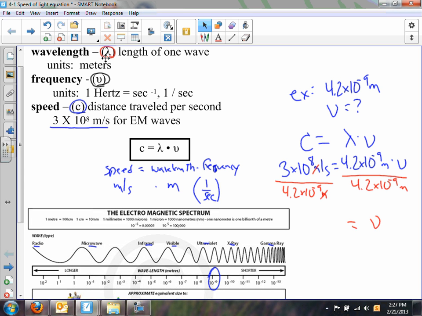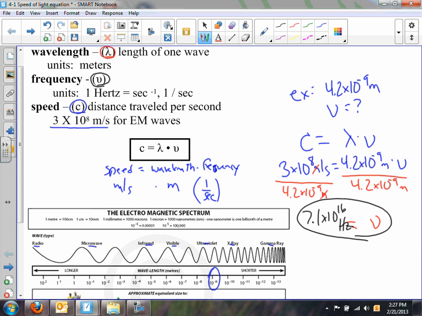And when you do this division, 3 times 10 to the 8th divided by 4.2 times 10 to the negative 9, you end up with 7.1 times 10 to the 16th hertz. A hertz is the same thing as 1 over seconds.